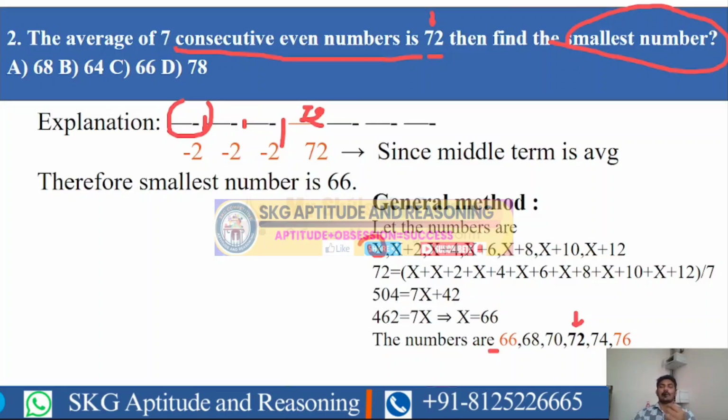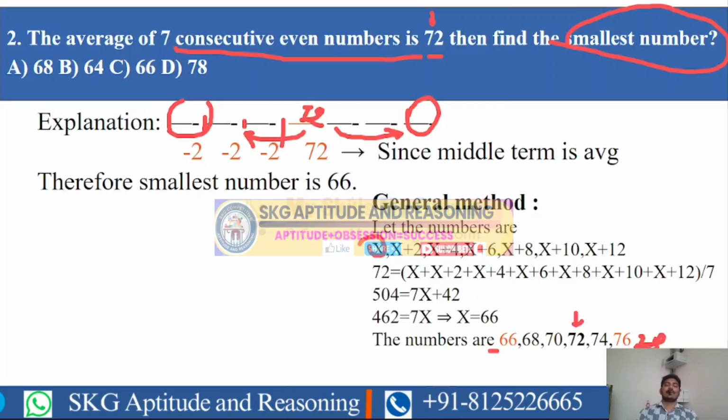Suppose they ask in the question, what is my largest number? In this case also we need to compare how many gaps are present. Here one gap, two gaps, and three gaps are present, and the gap is the same. It is in increasing manner on this side, and in decreasing manner on that side. So 3 into 2 gives me 6. 72 plus 6 gives me 78. So here one more number is missing, the number is 78.